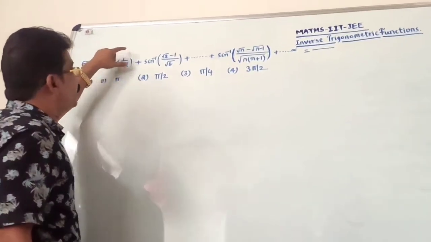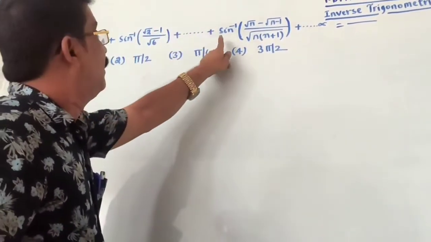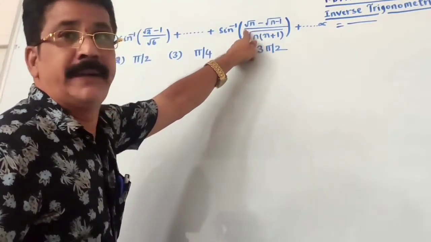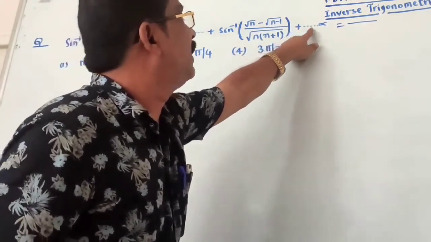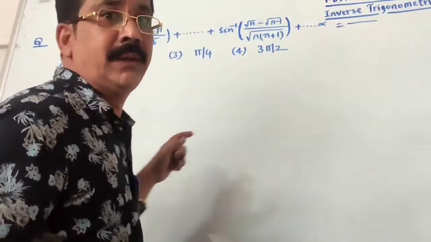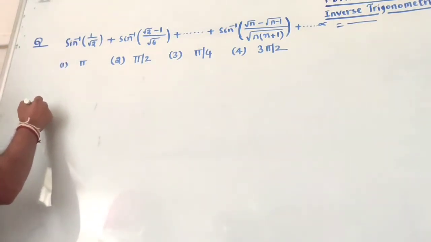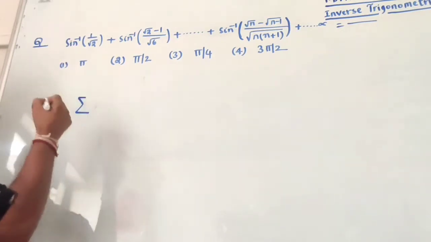of 1 by root 2 plus sine inverse of root 2 minus 1 by root 6 plus and so on, plus sine inverse of root n minus root of n minus 1 divided by root of n into n plus 1 plus and so on up to infinite terms is what? This is the question. Actually, this question can be written in summation form or sigma form.